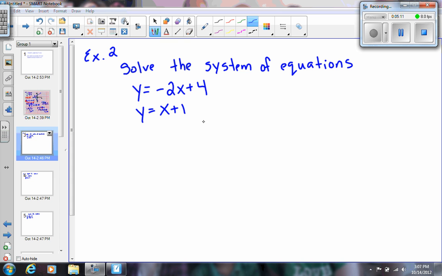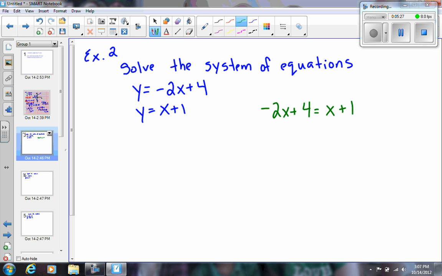Here's another one. This one's going to work out a little simpler for us. We won't have all the fractions, but both of them are set equal to y, so I can set them equal to each other. So I start with negative 2x plus 4 equals x plus 1. So it's the same first step. Now I'm going to solve for x.